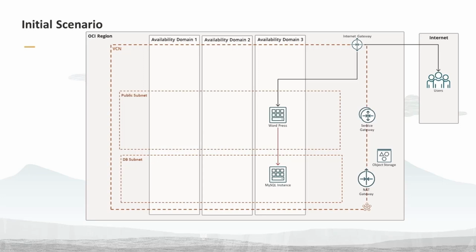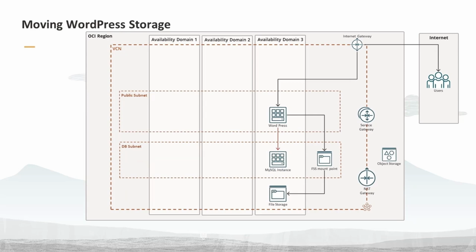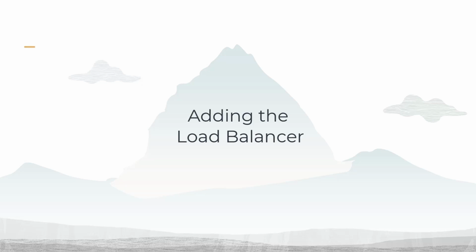Let me apply the changes that I did to the diagram. Moving the files to the file storage service is an easy way to ensure that they will be highly available, accessible to several web servers in a durable and reliable storage. Before adding more servers, let's add a load balancer that will distribute the incoming requests.